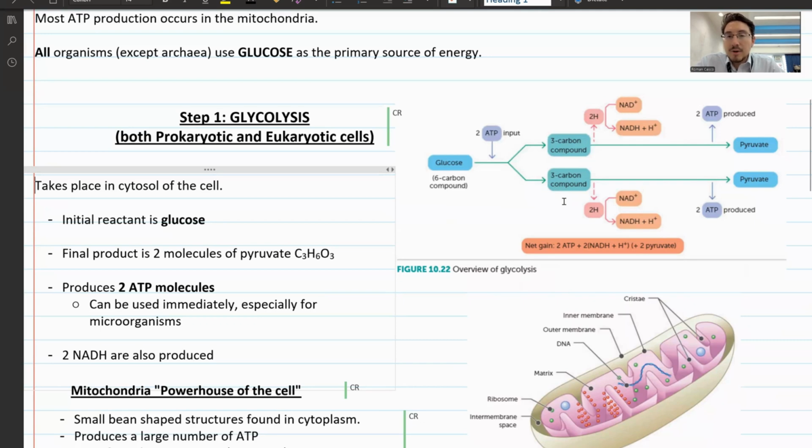Now, as this is occurring, other things are happening within this pathway. First, in order to break down glucose, you need to have some energy. So you do need some form of ATP, some consumption of ATP to actually break things down. So if you notice here, ATP is being consumed to break down glucose.